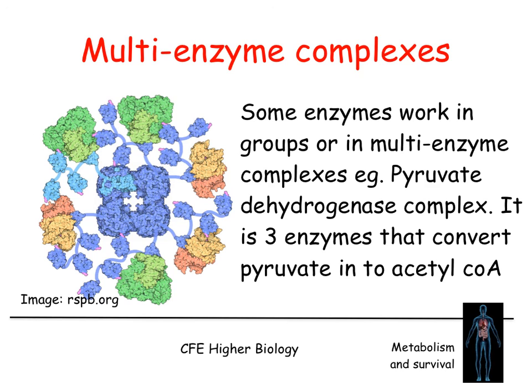Some enzymes work in groups to make multi-enzyme complexes. An example of this is the pyruvate dehydrogenase complex. It's got 3 enzymes and it's involved in converting pyruvate into acetyl-CoA. And again, we'll have a wee look at that reaction when we come on to do respiration.